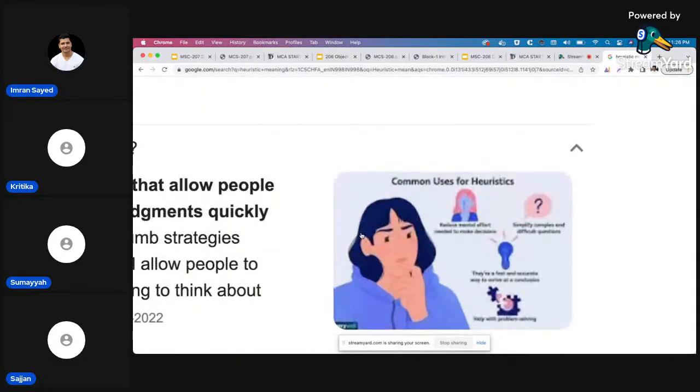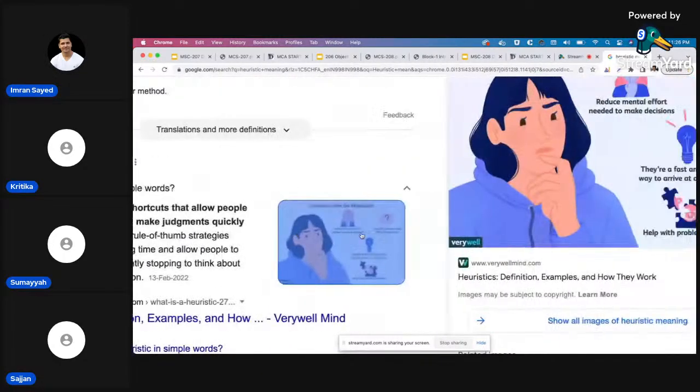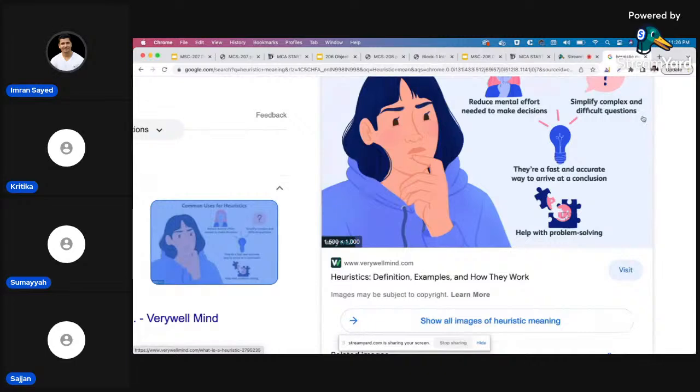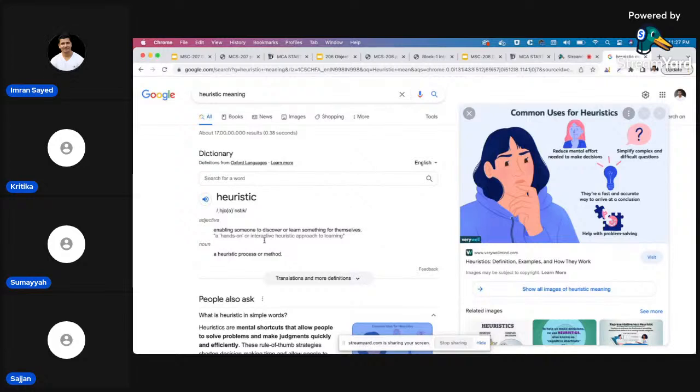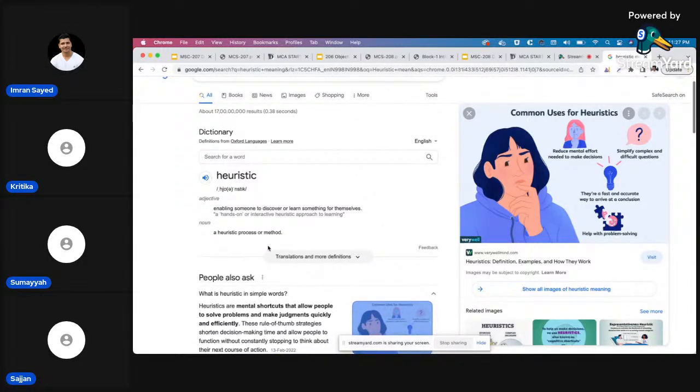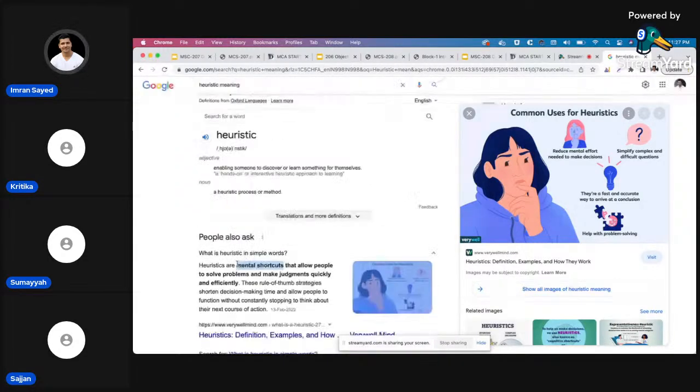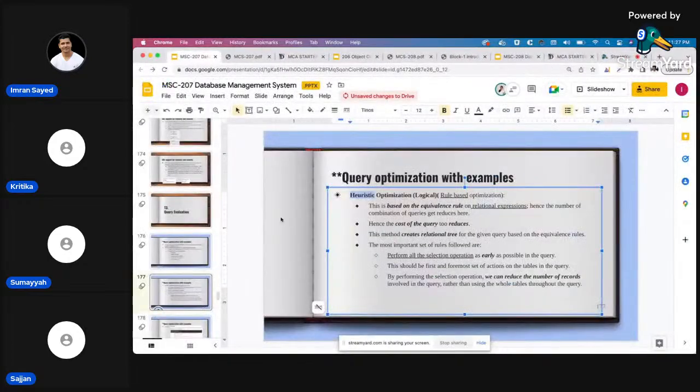Like what? Reduce mental effort, simplify complex, difficult problems. They are fast, accurate. Okay, so yeah, mental shortcuts that allow people to solve problems. That's heuristic. So logical, this is based on the equivalence rule on relational expression.